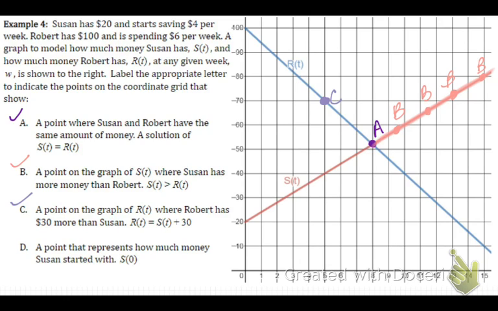And the last one, a point that represents how much money Susan started with. So what point shows that? Yeah, at 0, 20. So this is D. That's our last one. Okay, so A, C, and D have a specific point. B you can put anywhere along that range, okay? How's this first example so far?